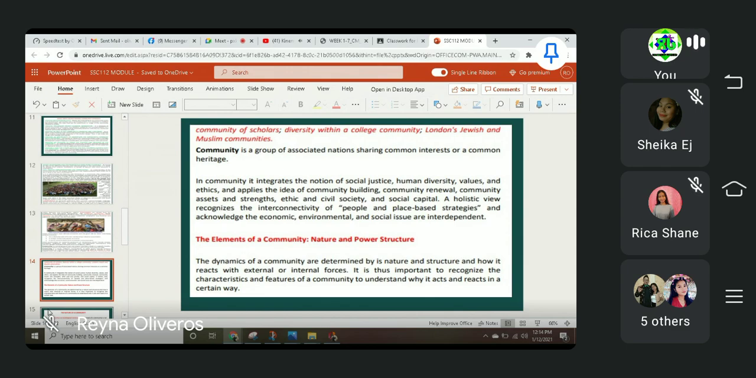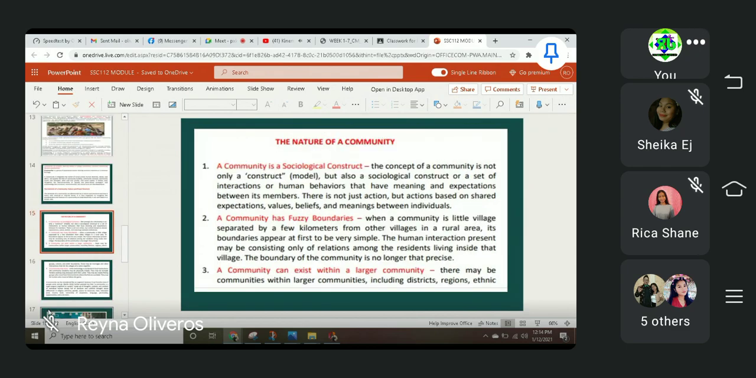So, let us know the different elements of the community. Kanina, pinag-aralan natin yung iba't ibang aspect na meron sa isang community. Ngayon naman, we will discuss the different elements of a community based on its nature and power structure. Okay? So, according to the information, the dynamics of a community are determined by nature and structure and how it reacts with external or internal forces. It is thus important to recognize the characteristics and features of a community in order to understand why it acts and reacts in a certain way. So here are the different natures of community.